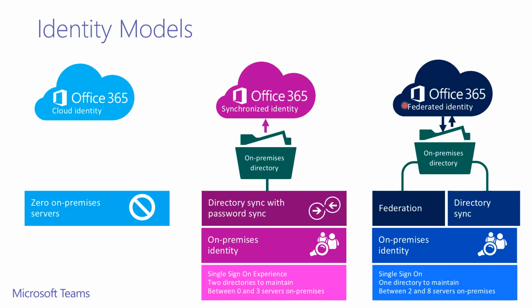A federated identity also leverages an on-premises directory component, much as we saw in our synchronized identity stage. But remember, the difference here is from a federated identity standpoint, we're not actually synchronizing the password hash to Azure AD. Rather, we are going to utilize the on-premises environment to authenticate the user. In this instance, we see that this is a federated identity connection.